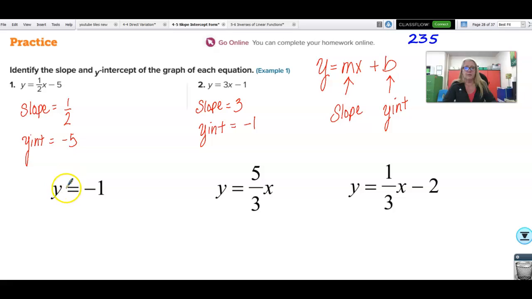Now this one here is an oddity. y equals -1. Why is there no x term? The reason there's no x term is because what really is happening here is we have y equals 0x minus 1, okay? If you only have y equals a number, that means that your x term has been eliminated because it was multiplied with a 0.